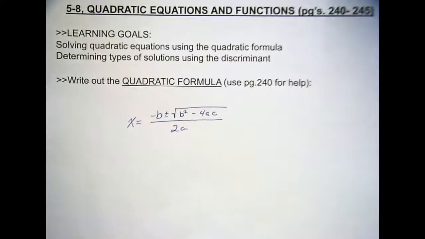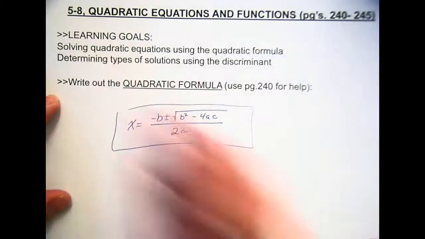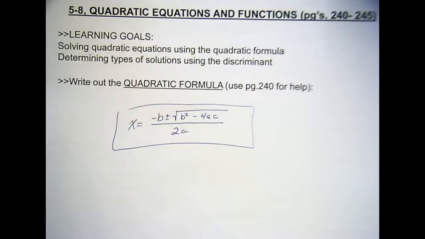Opposite of b plus or minus square root of b squared minus 4ac all over 2a. There we got it. Now remember, we're solving for x, right?